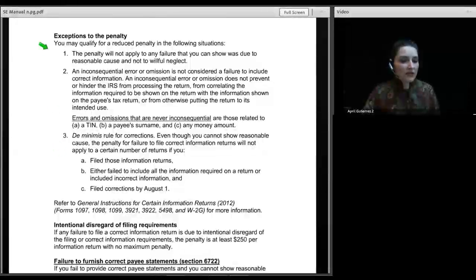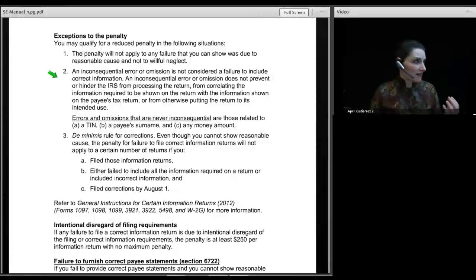There are some exceptions to the penalty, none of which are very forgiving. You may qualify for reduced penalty in the following situations. The penalty will not apply to any failure that you can show was due to reasonable cause and not willful neglect. Now, I suppose if you could say, I had no clue I was supposed to issue a 1099, I just didn't know anything about it, sometimes that excuse will fly once. Once you've had your warning, it will never work again.